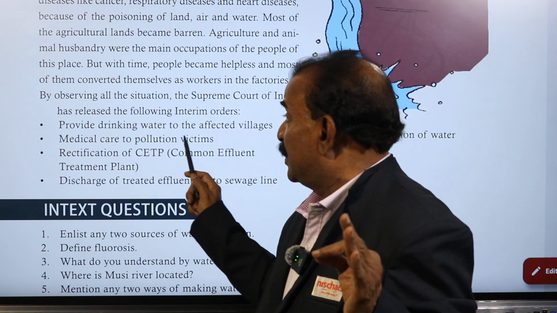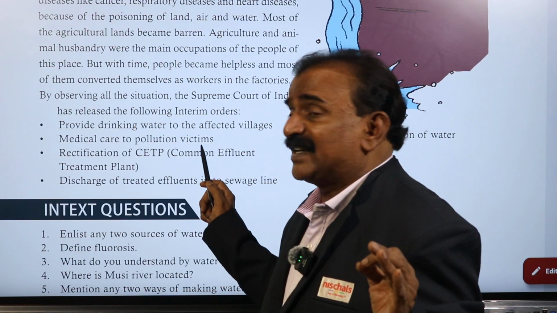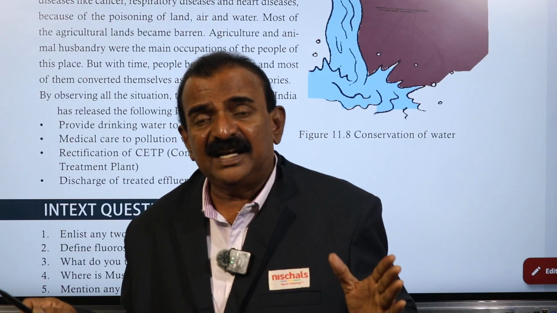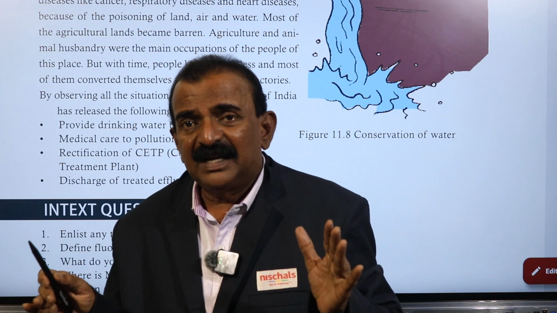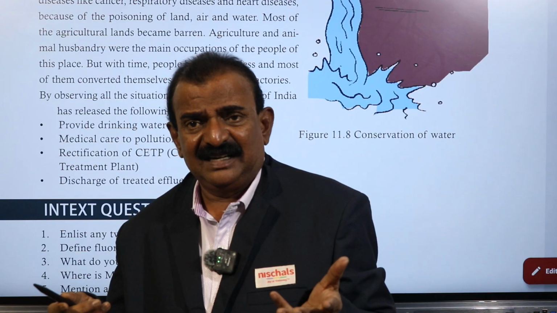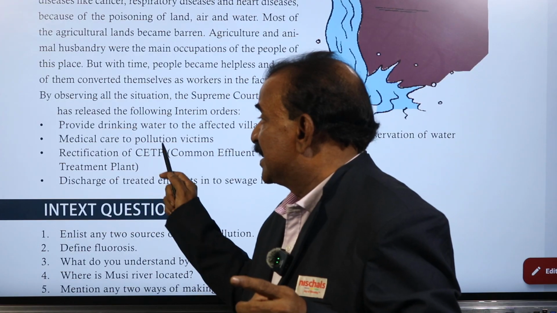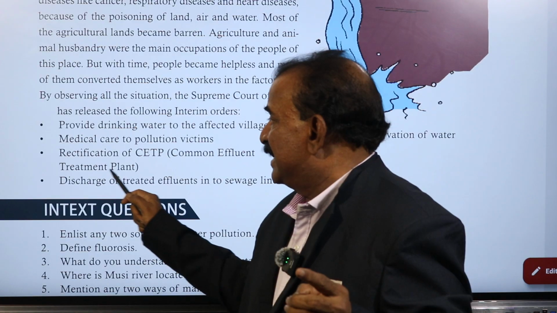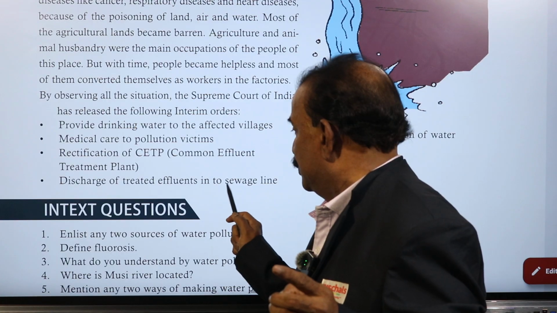First one, provide drinking water to the affected villages, and medical care to the pollution victims. The people who are living in Patancheru, in the industrial area, will get respiratory problems, that is lung problems, and also different skin diseases, and they may get brain diseases, and those people need medical care. Then, rectification of CETP, the common effluent treatment plant, and discharge of treated effluents into the sewage line.